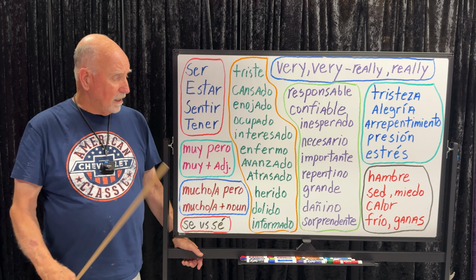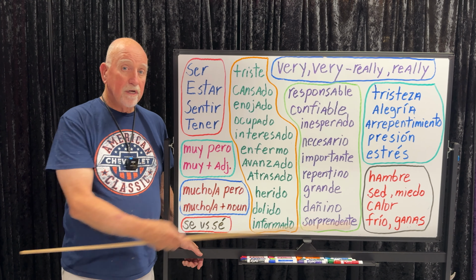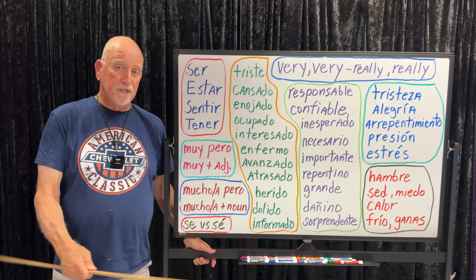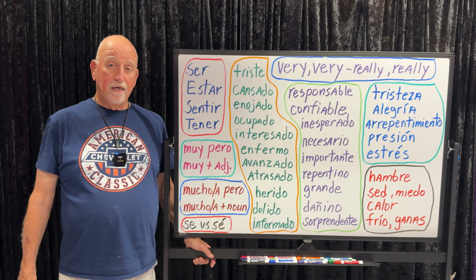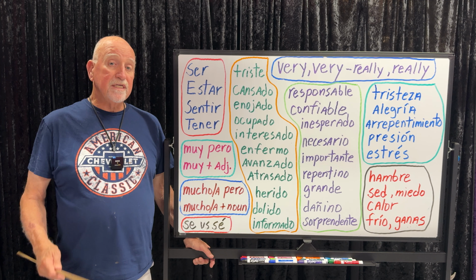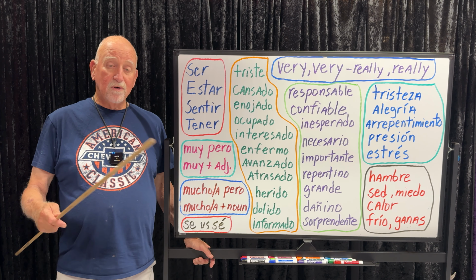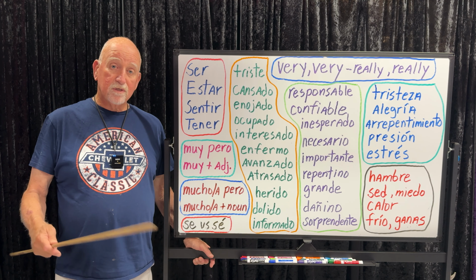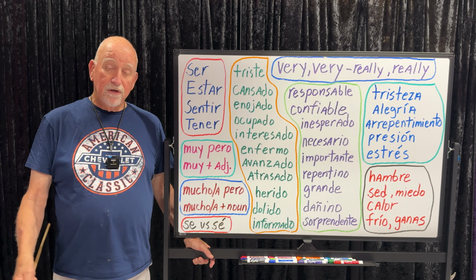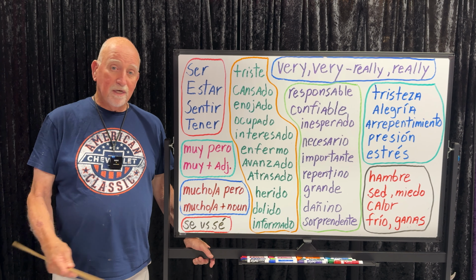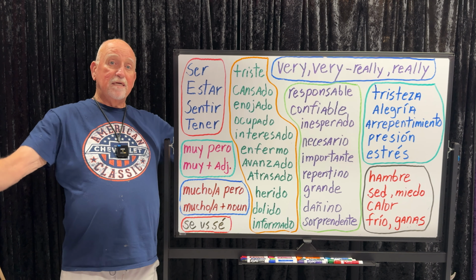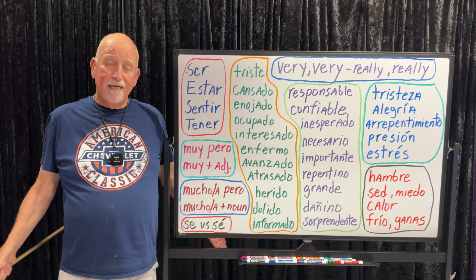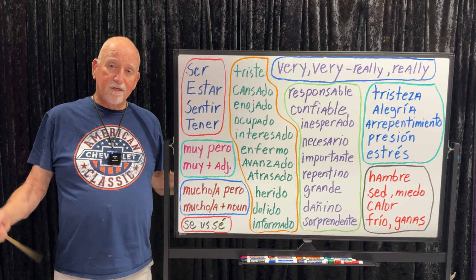All right, let's take a look at hambre. I'm really, really hungry. Tengo mucha, pero mucha hambre. You could say, tengo muchísima hambre. That ísimo, ísima is the absolute superlative form of the adjective. Tengo muchísima hambre. It's the same thing. Es la misma cosa. Es lo mismo.